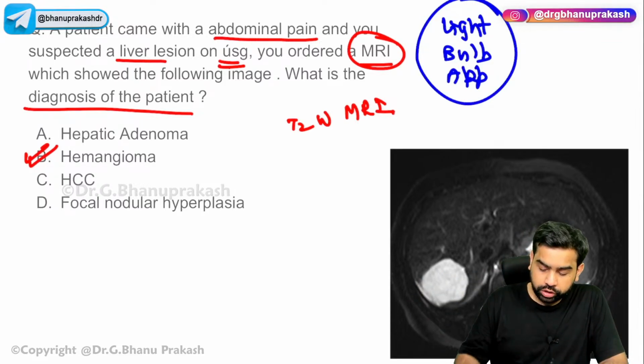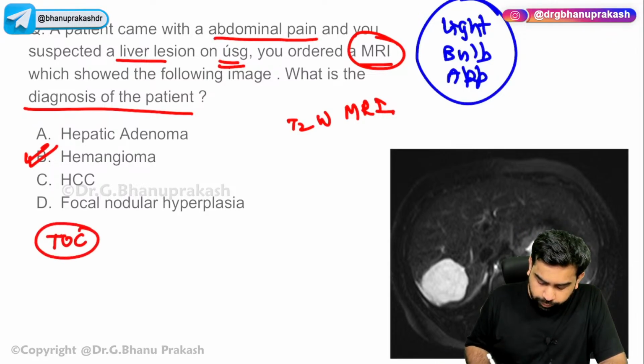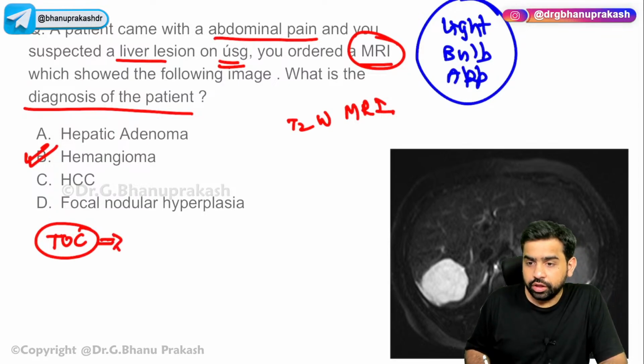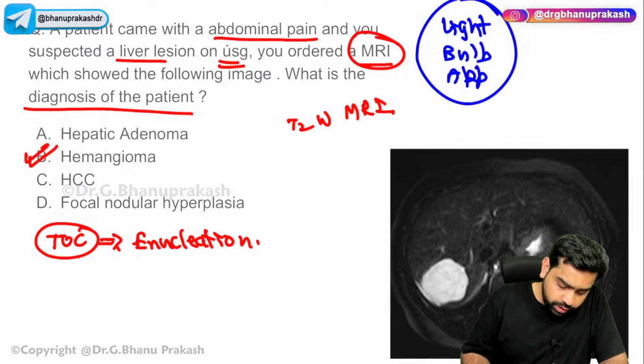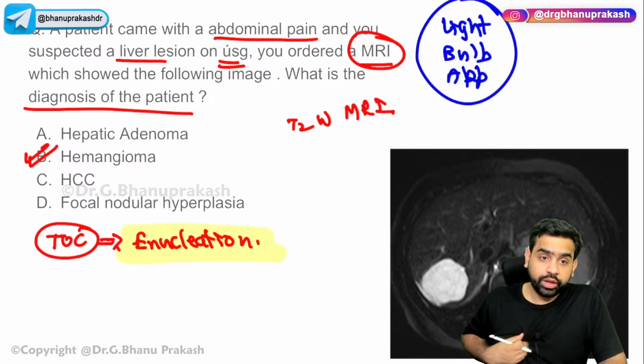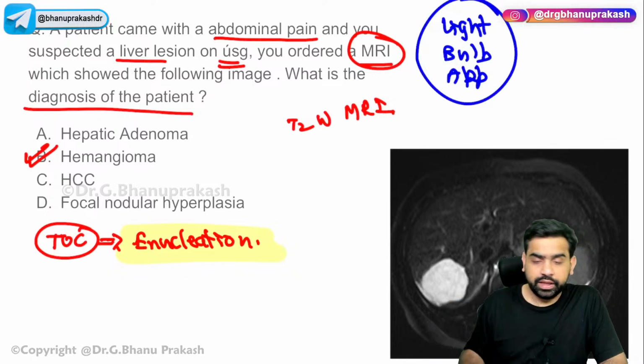Now if I ask you, how are you going to manage patients with a hemangioma? What is the treatment of choice? Can you please help me with this question, guys? The treatment of choice for patients with hemangioma is enucleation. Most of these hemangiomas are asymptomatic, and the treatment of choice is enucleation.